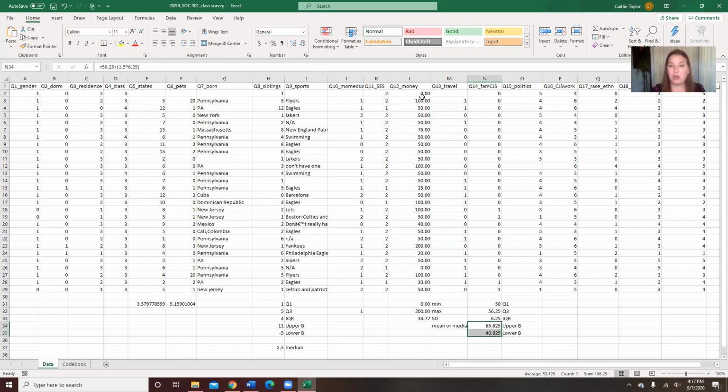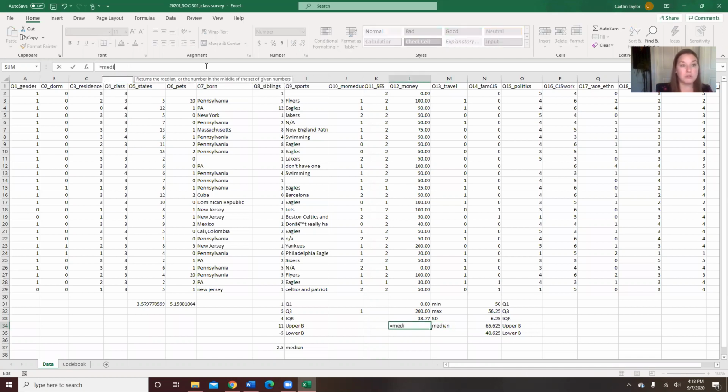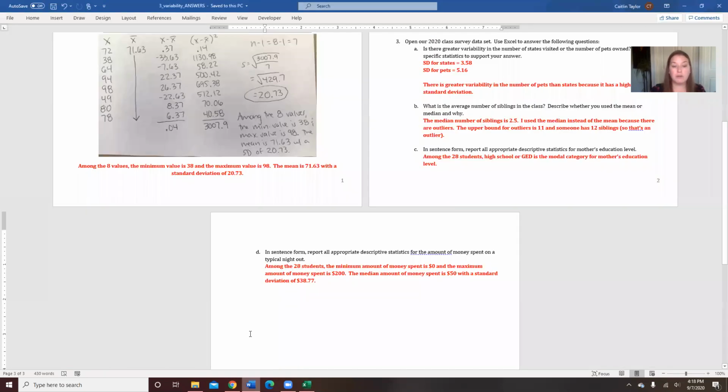So we're looking now in our data for money and see, is there something that's above 65.62 and is there something that's below 40.625? And yes, right, there's outliers at both ends of the spectrum. And because there's outliers, we know that we should be using the median, not the mean. So to calculate the median, we do equals median, L2 to L29, and get a median of $50.